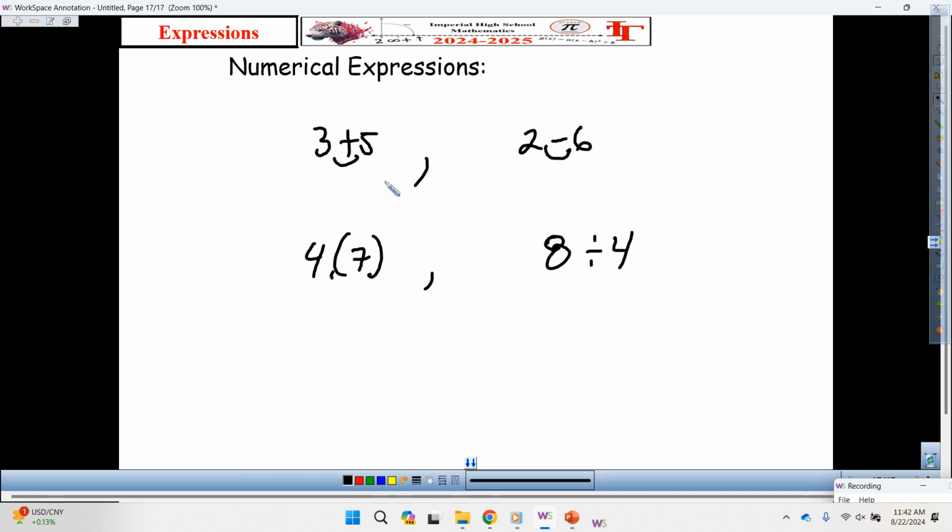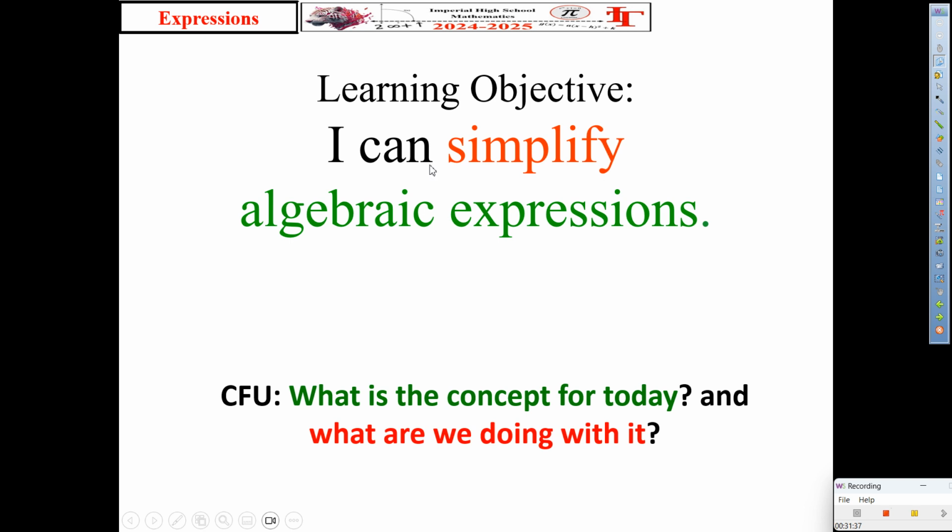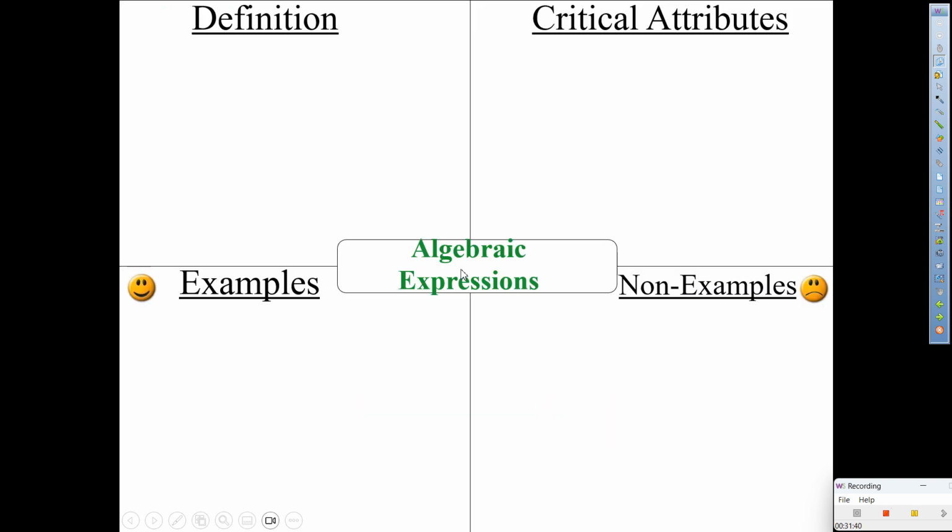All right? So, we went from numbers, now I'm transferring to numerical expressions, and now we're going to get into algebraic expressions. Y'all ready? All right. Let's go to our notes. Here we go. I can simplify algebraic expressions. In here, write algebraic expressions. I can simplify algebraic expressions.